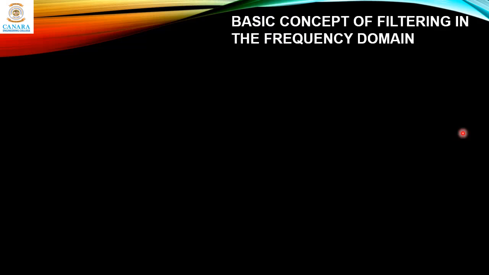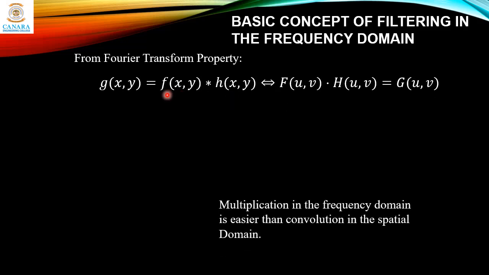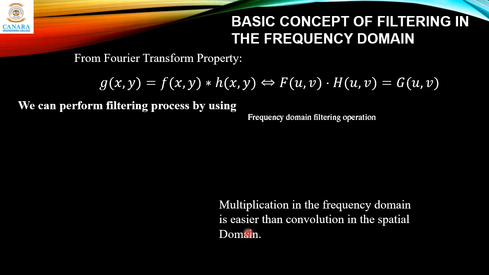Let's now understand the basics of filtering in frequency domain. We know from the Fourier transform property that convolution in spatial domain or time domain is equivalent to multiplication in the frequency domain. And multiplication in frequency domain is much easier than convolution in the spatial domain if you consider the number of calculations involved. So it's a much easier and simpler process to perform multiplication. So we can perform the filtering process by using frequency domain filtering operation.